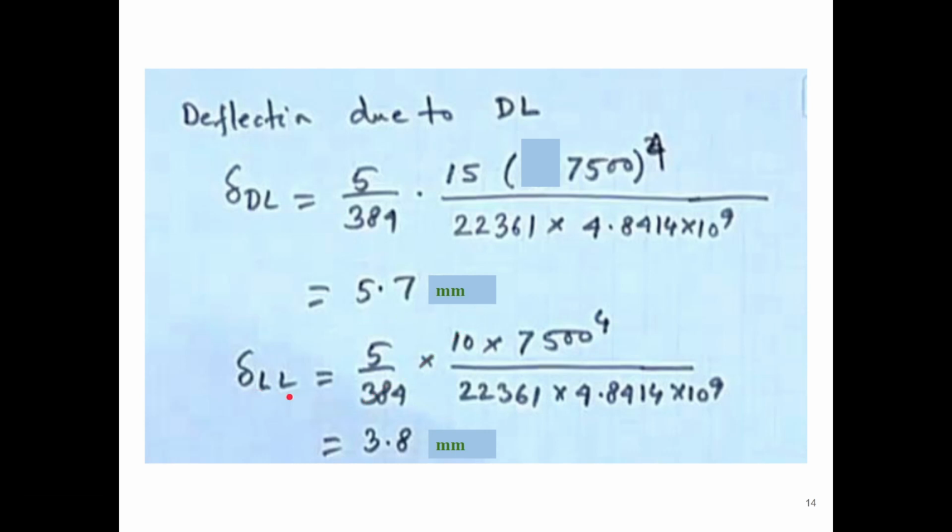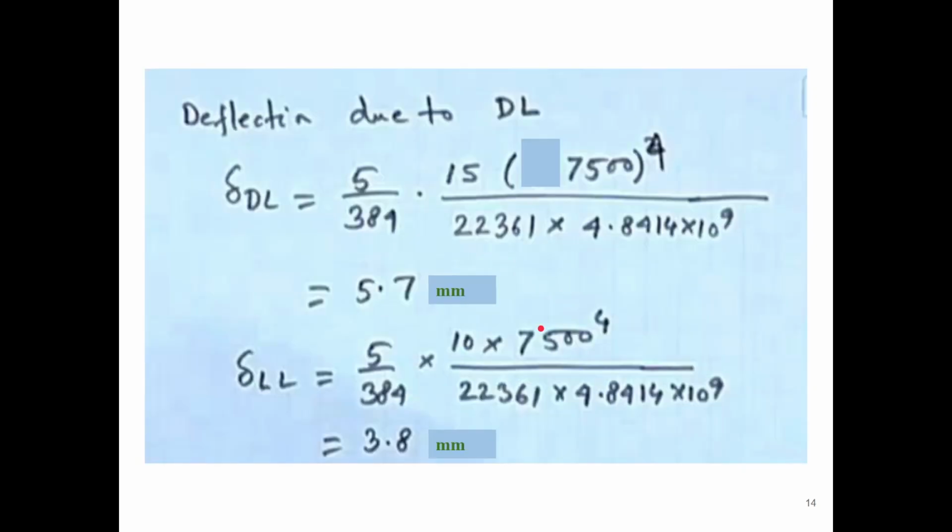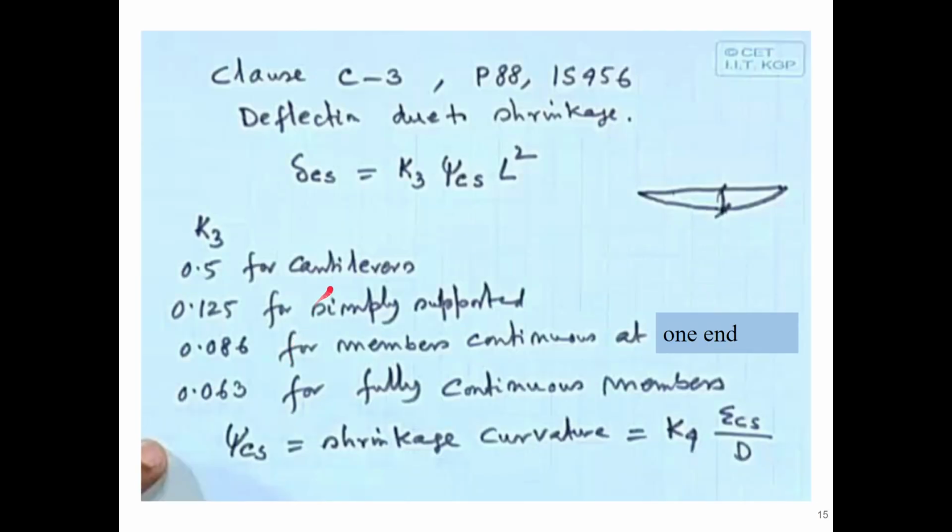And the deflection for live load again comes to be 5 by 384 into 10 into 7500 to the power 4 divided by 22,361 into 4.8414 into 10 to the power 9, that is 3.8 millimeters. So that is the deflection due to dead load and live load.